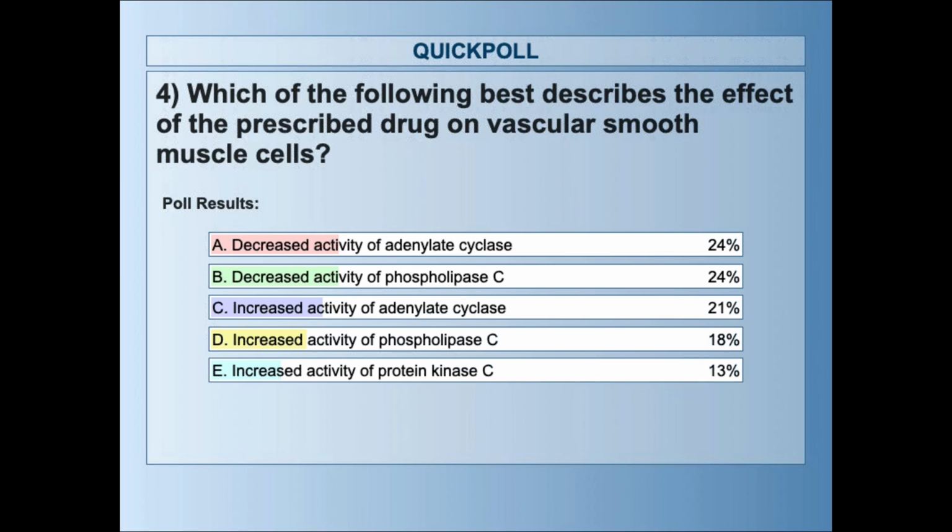So let's go ahead and reveal the answer. And the answer choice is answer choice B. So again, about a quarter of you got that one right. Decreased activity of phospholipase C. Everyone else, well, there's something we're gonna have to figure out. So Paris, see if you can help us out.